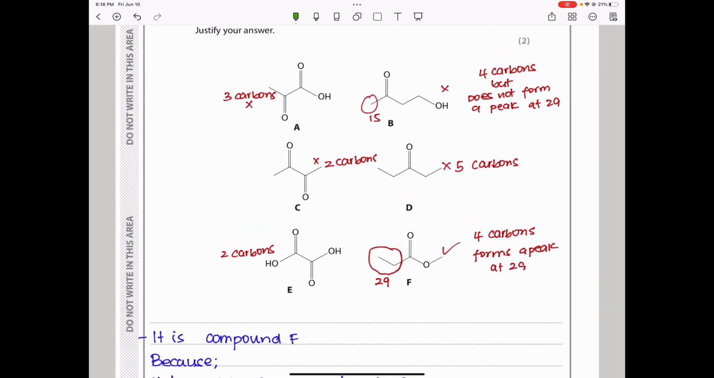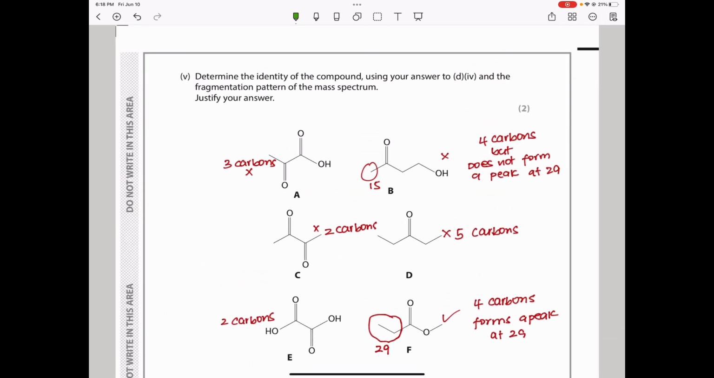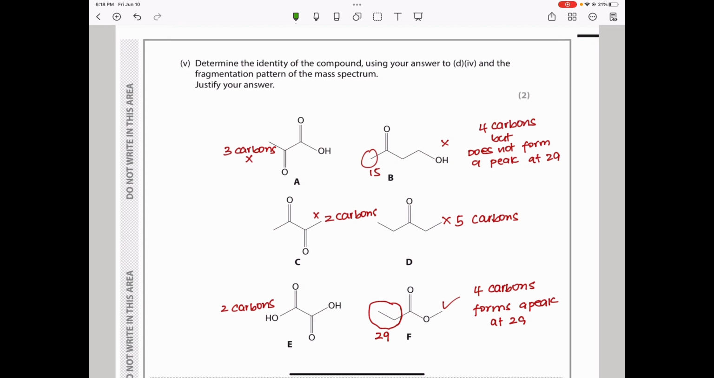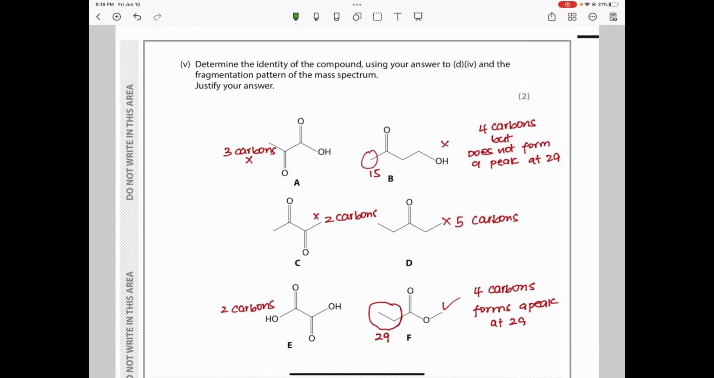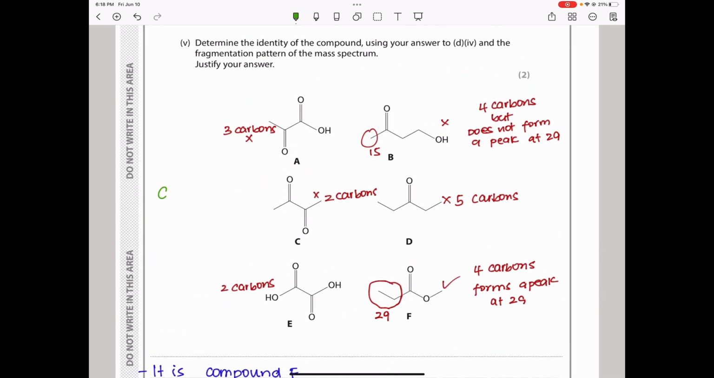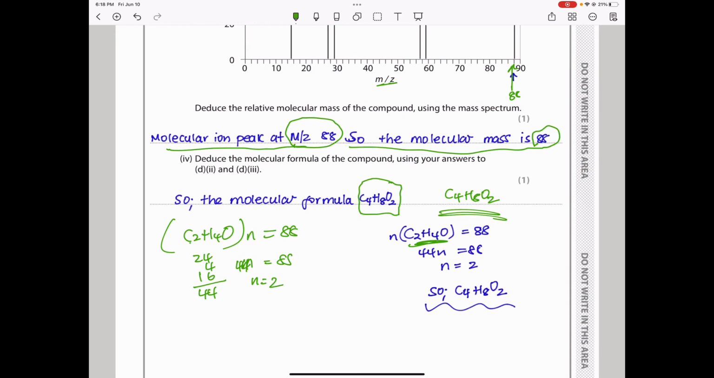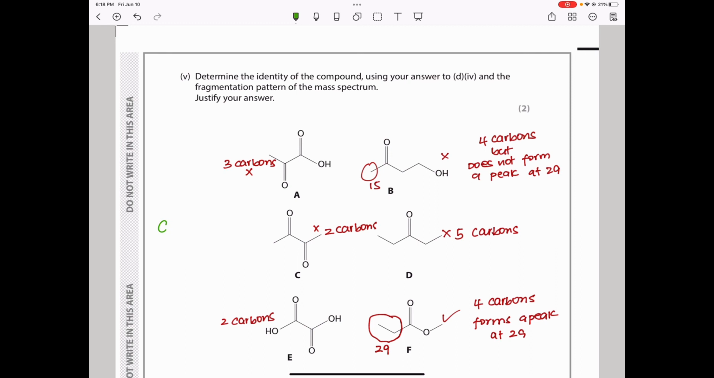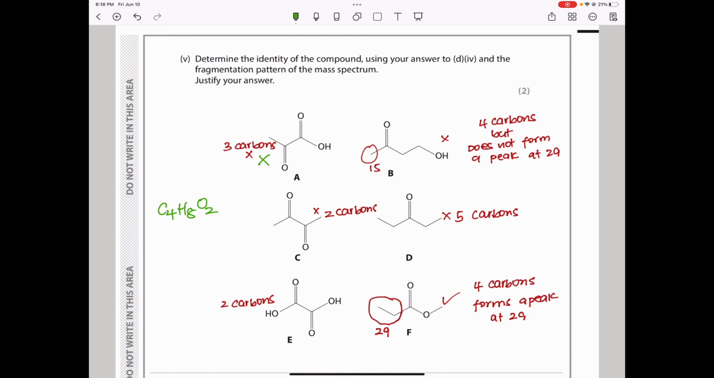So the next part says, deduce the identity of the compound using your answer to the previous part and the fragmentation pattern of the mass spectrum and justify your answer. So again, remember the things we had for the mass spectra, for the molar mass. Let me take you back a bit from the previous page. Because we got mass to charge 88, and C4H8O2, this has 3 carbons, so that is out. This has 2 carbons, it's out. We are looking for something with 4 carbons. This has 5 carbons, it's out.